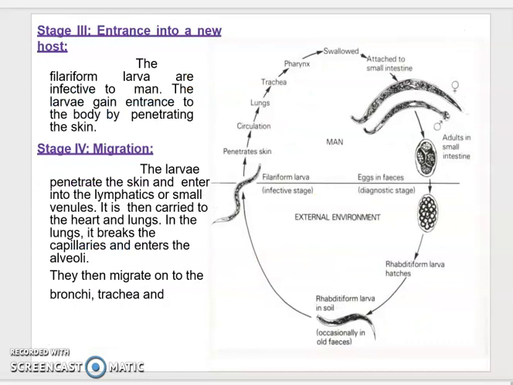Then what happens is that it enters into the new host. It completes its larval life cycle, and then it reaches a filariform, that is a strongyliform larval form, a non-feeding filariform larva, and enters into the new host through the skin, through the foot. Then it migrates through the circulatory system and reaches the digestive system. So this happens.